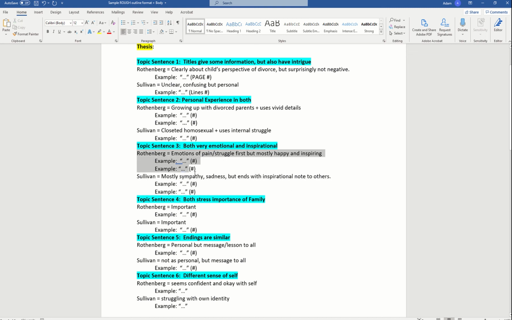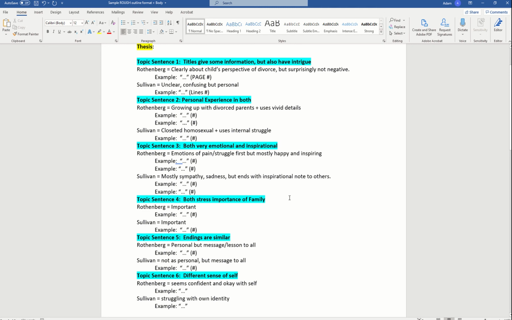So it's up to you whether you want to combine the authors into one paragraph or separate them into their own. I really think it's about how much you have to say. If you have a little bit to say on Rothenberg and it's a short paragraph, then combine it with Sullivan. Just make sure your topic sentence reflects that. Both authors do this, both authors do this.